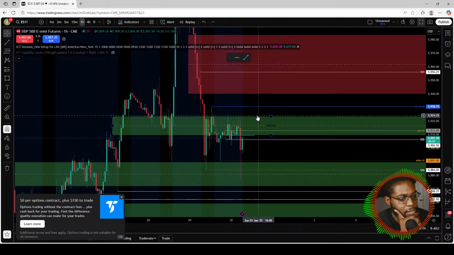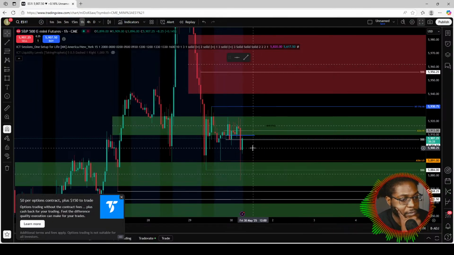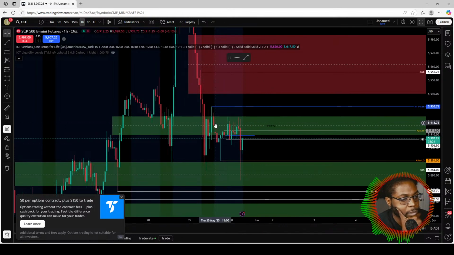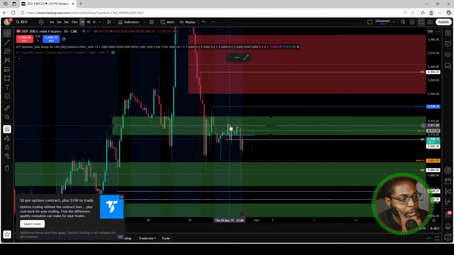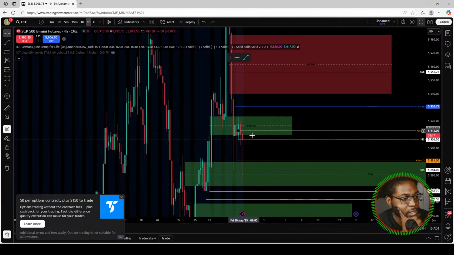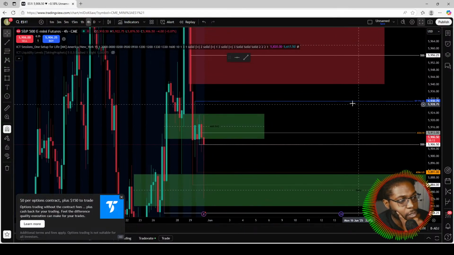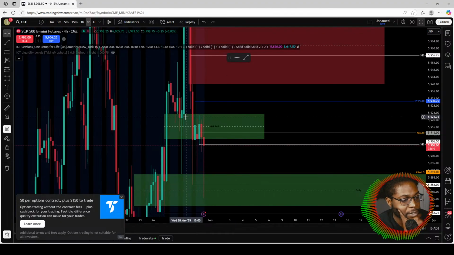I want to keep this fair value gap right here, this 4 hour one, even though we traded into it a little bit. It kind of helps me gauge what it's trying to do also. I just have it there, but I kind of want to clean my charts up a little bit. I feel like I got too much stuff on here.